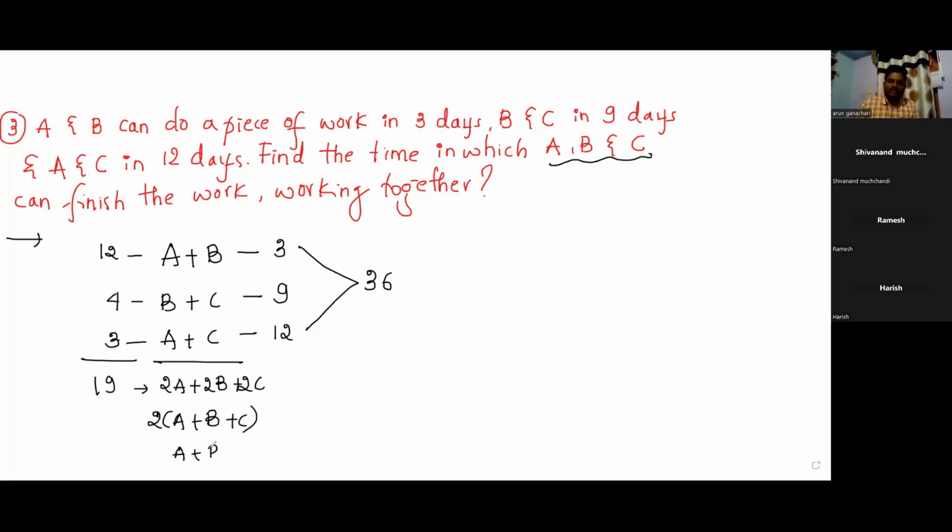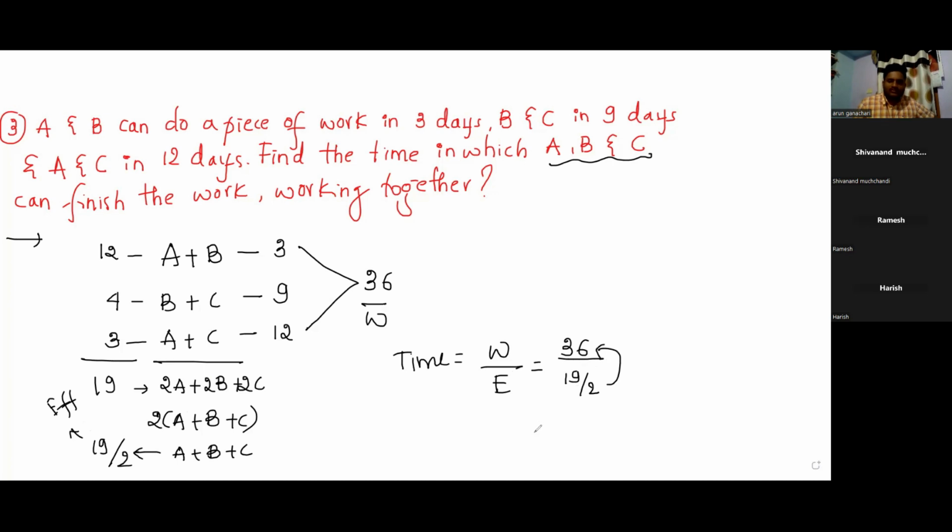Now if I want only A plus B plus C, then I have to transfer this to here. So it will become how much? 19 by 2. Getting this? Now work is 36. Efficiency is 19 by 2. Time will be work upon efficiency. That is 36 upon 19 by 2. This 2 will transfer here. So it will become 72 by 19. Getting this? Find the value. What is 72 by 19? Find it.